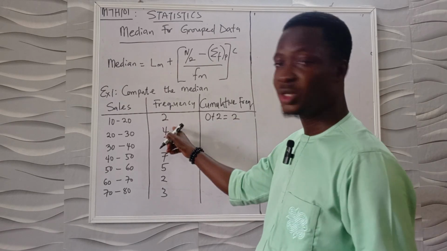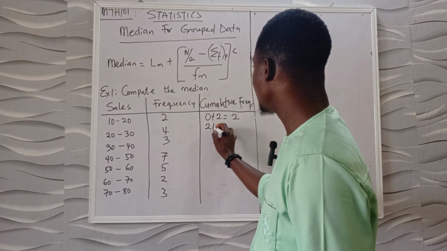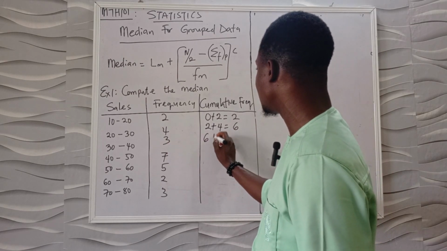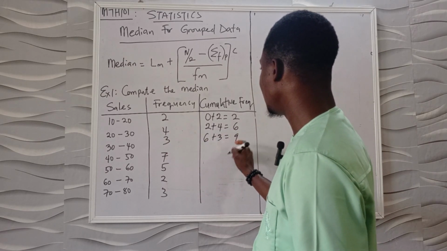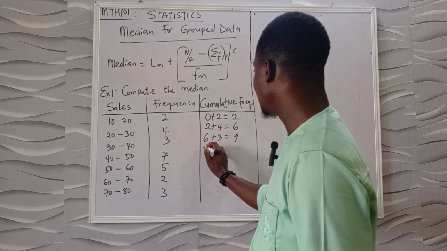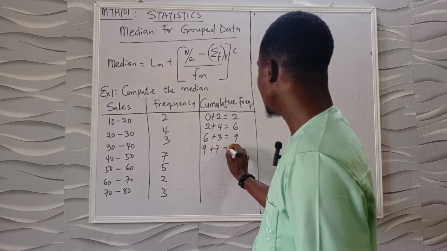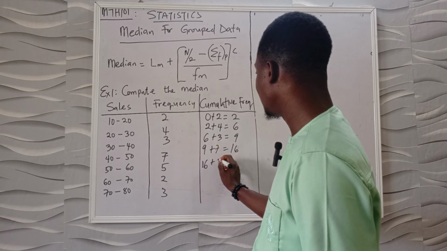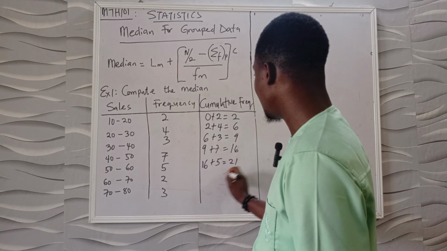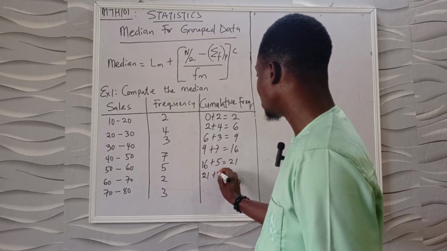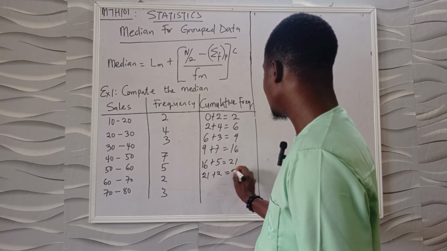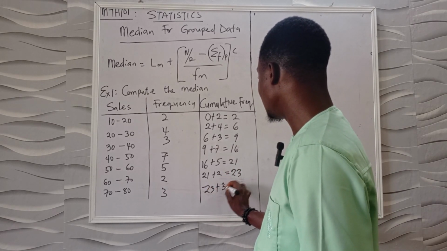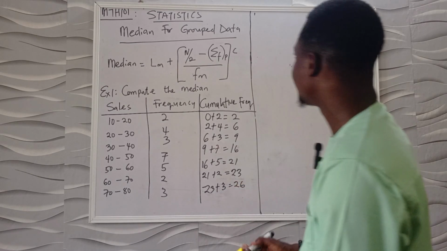So 2 plus 4 this time around. 2 plus 4 will give us 6. 6 plus 3 this time around. 6 plus 3 will give us 9. 9 plus 7 gives us 16. 16 plus 5 will give us 21. 21 plus 2 will give us what? 23. And finally 23 plus 3 will give us 26.